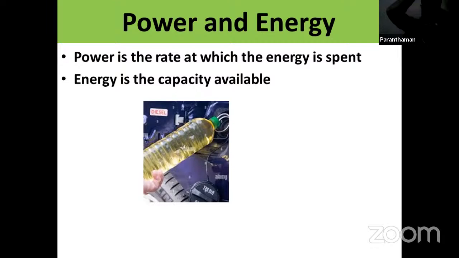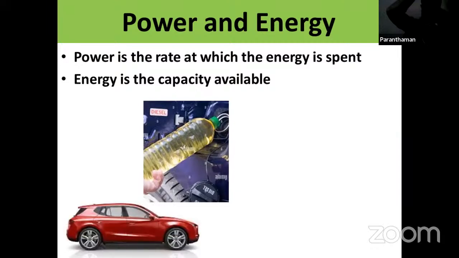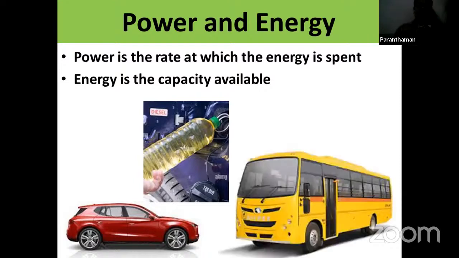What differs is power. For example, a car can go up to 20 or 25 kilometers for 1 liter. Let us say assume it goes for 20 kilometers, because the engine has got its own power. For a bus, the same energy, but the power is different. Power is enormous. The engine is enormous.